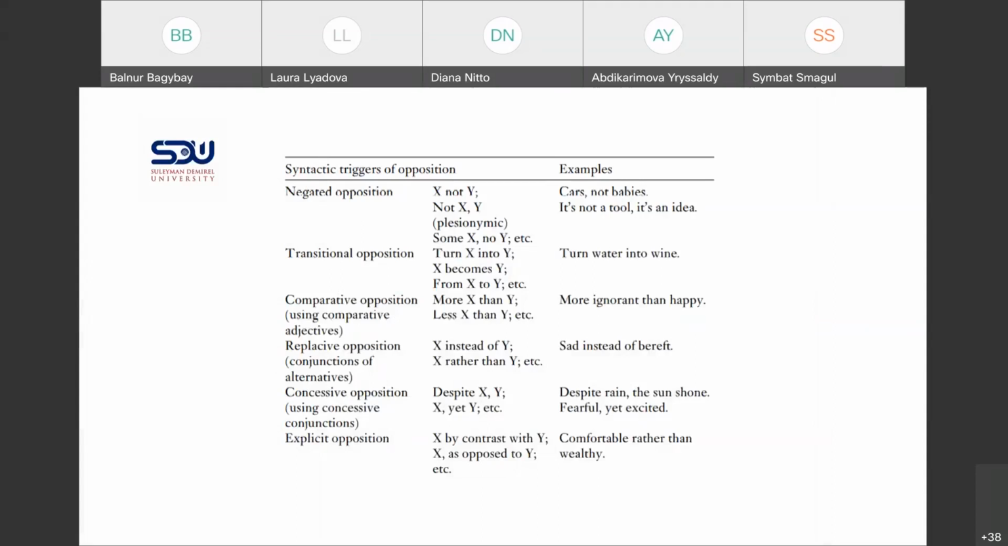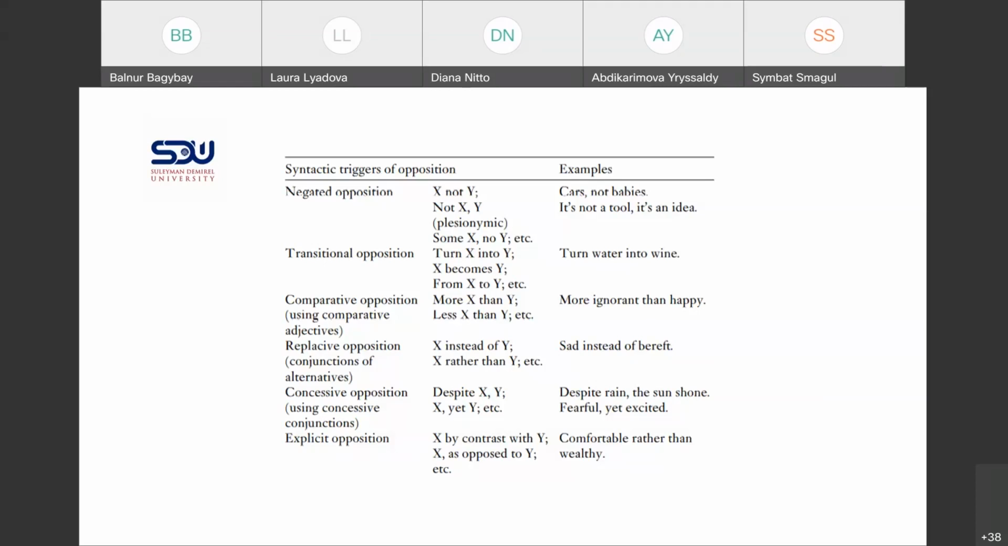Okay, what about apposition? You may remember the example about him not having the war and her not having a baby. We are going to discuss it later. But let's have a look at the other types of opposition. If we look at the examples, cars, not babies, it's not a tool, it's an idea. It is when A is not B. It is called negated opposition.